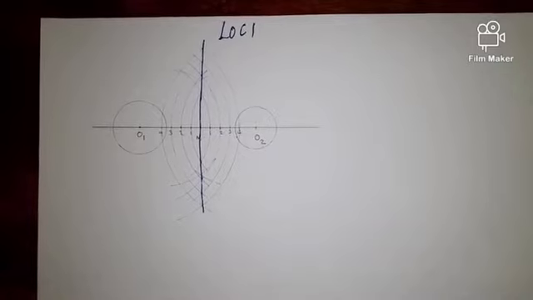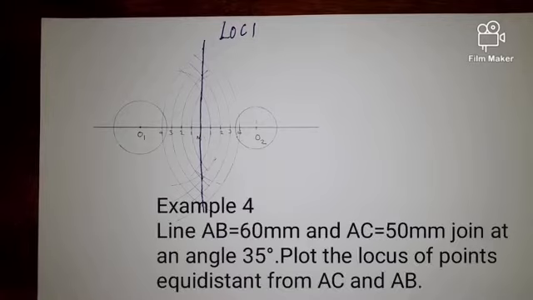Next, we are going to look at another condition. In this one, we are going to look at the locus of points equidistant from two lines, AC and AB. The two lines begin at point A, which is a common point. Now, the question reads: line AB equals 60 millimeters and AC is 50 millimeters. The two join at 45 degrees. Plot the locus of points that are equidistant from the two lines.